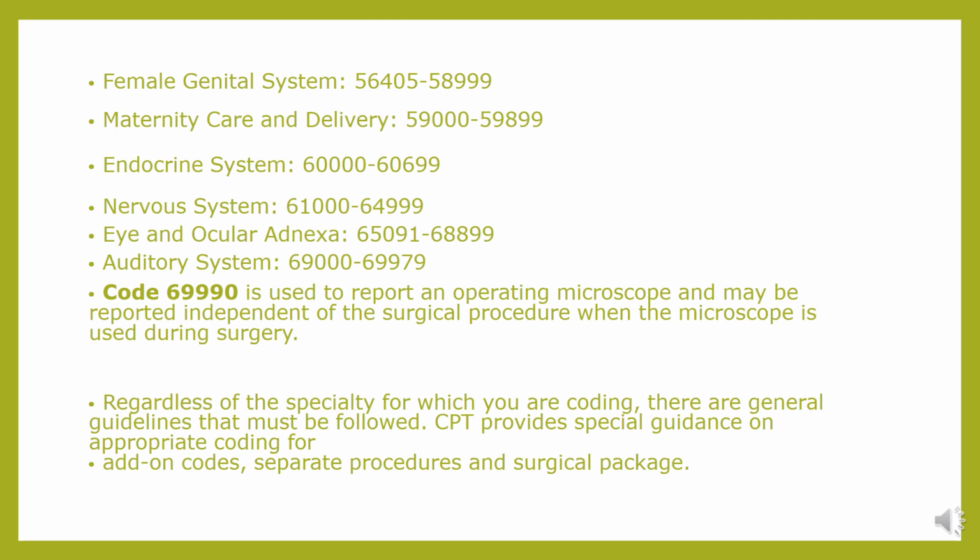Endocrine system 60,000 through 60,699; nervous system 61,000 through 64,999; eye and ocular adnexus 65,091 through 68,899; auditory system 69,000 through 69,979.